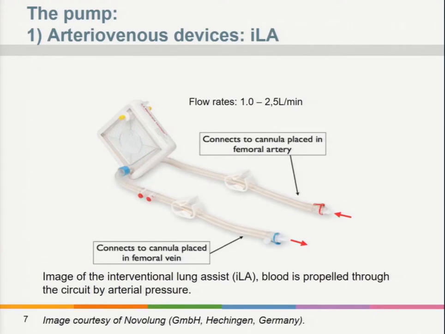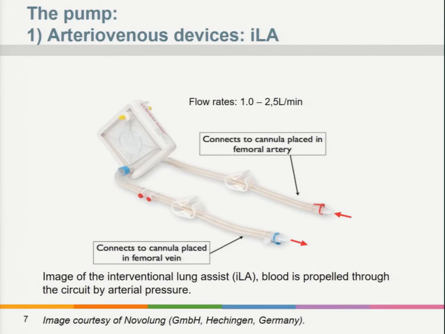So blood flow through a circuit can occur in 2 ways. First, arteriovenous devices. These devices are pumpless systems, meaning that they use the patient's own blood pressure. There are 2 wire-reinforced cannulas that are placed percutaneously, one in the femoral artery to access blood, and one in the femoral vein to return blood, and the gas exchange membrane is interposed in between. It is commercially available through Novalung, and it's called the interventional lung assist, or ILA, membrane.